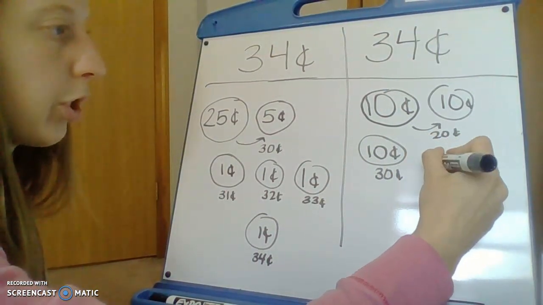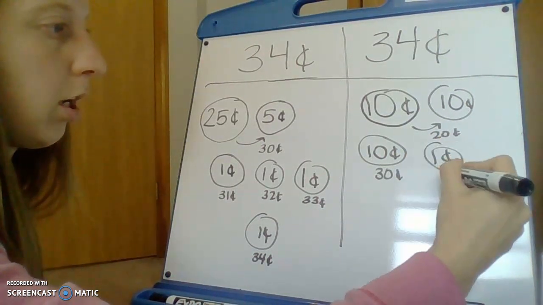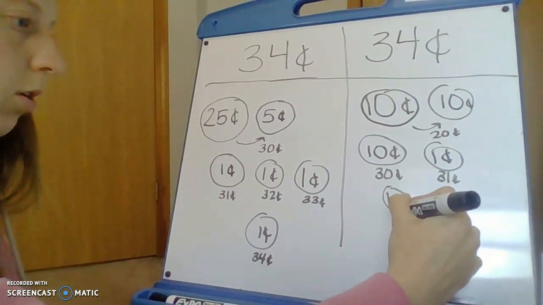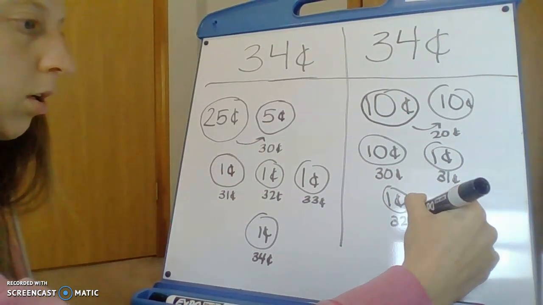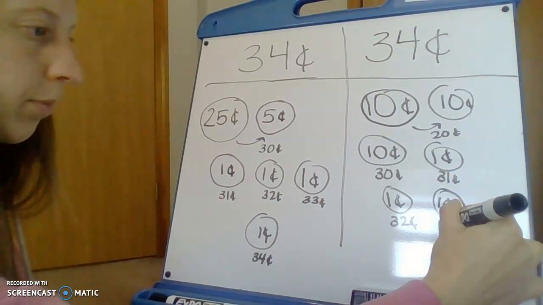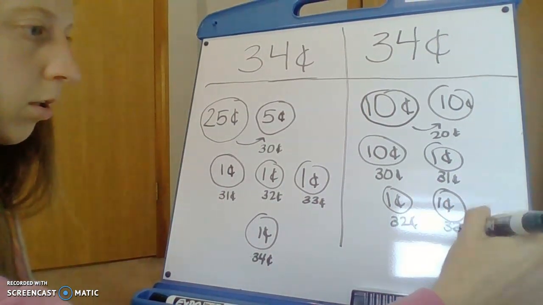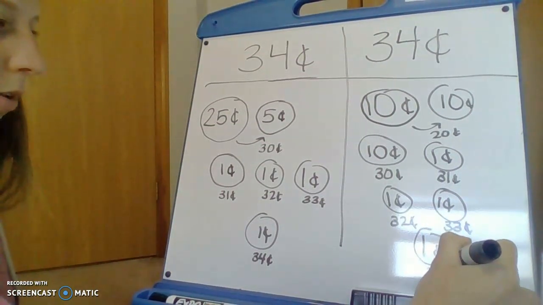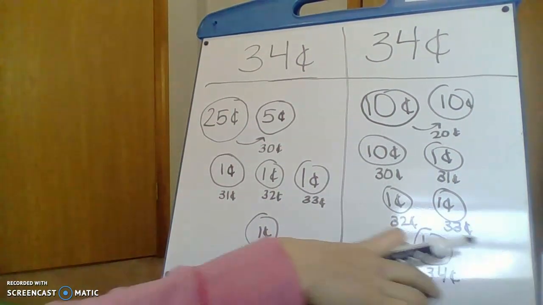So I'm going to stop there because I'm at 30 cents and now I just need to add my 4 pennies. So 31, 32, 33, one more penny is going to give me 34, and I did it.